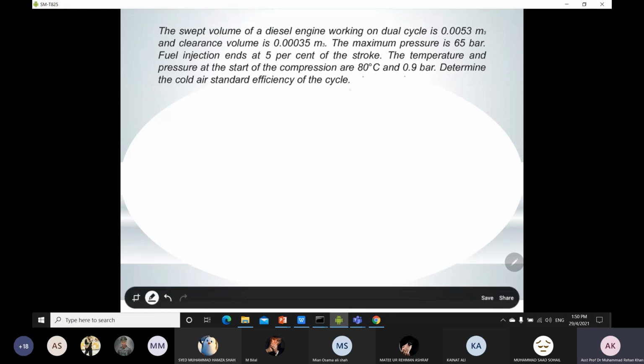Determine the cold air standard efficiency of the cycle. So it means that it is related to a constant specific heat value problem. Okay, so you can directly implement the relation which we already developed in the previous slides as well, which is the efficiency of the dual cycle in terms of compression ratio, in terms of pressure ratio, and in terms of cutoff ratio. Okay, so now you have to just note down the data first, and then I'll move towards the solution of this type of question.